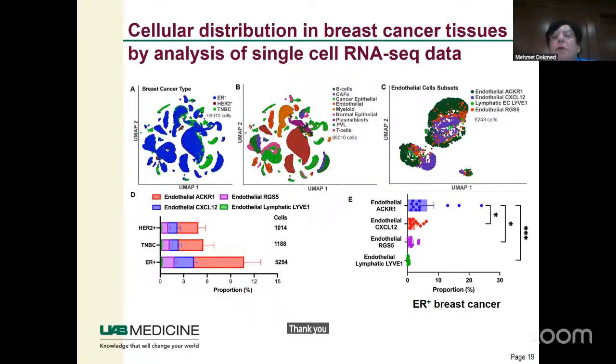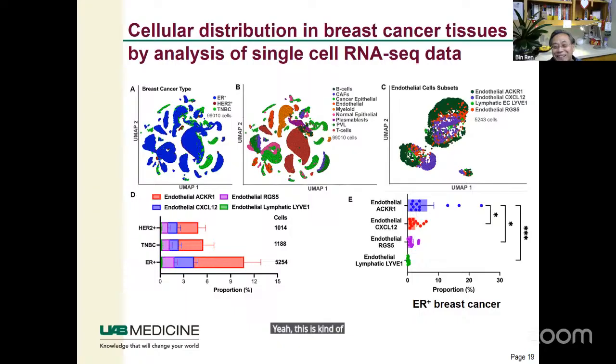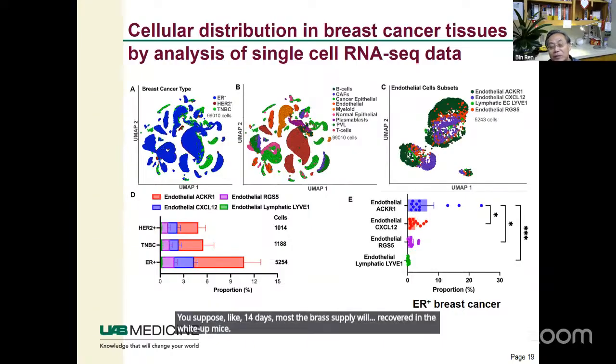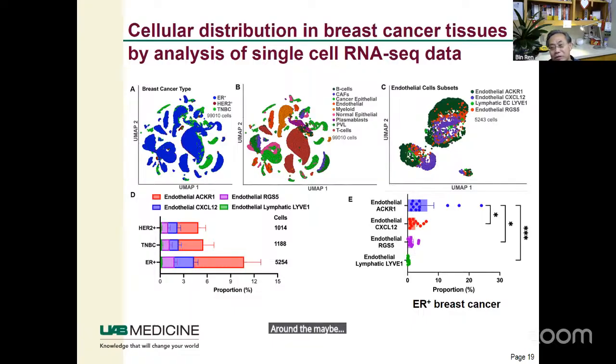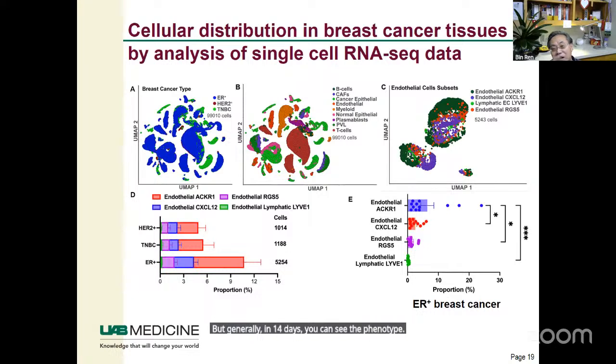For the PKD1 knockout assays, why did you choose day 3, 7, 14, and 21? Yeah, this is kind of from cardiology, we select every 3 days. Usually, it's supposed that by 14 days, most of the blood supply will recover in the wild type mice, around maybe 80 to 100 percent, depending on the surgery. The surgery is different because you cut the femorals. Maybe there's some difference between different labs, but generally at 14 days you can see the phenotype. Wild type can be recovered.